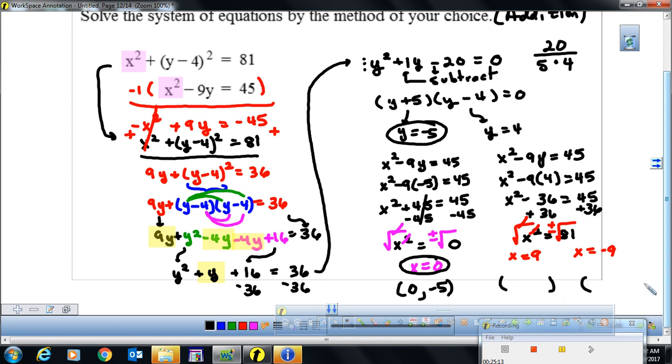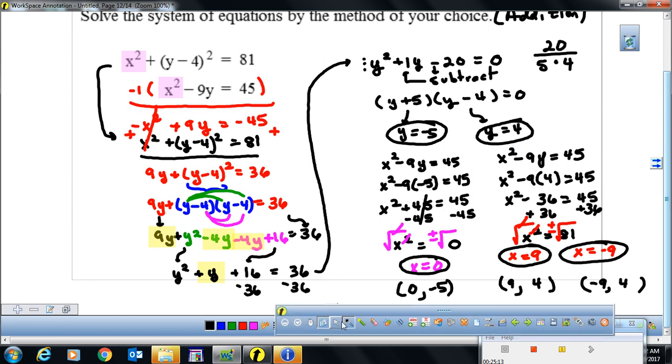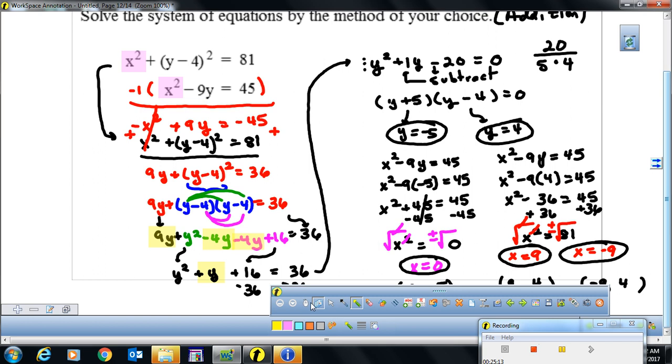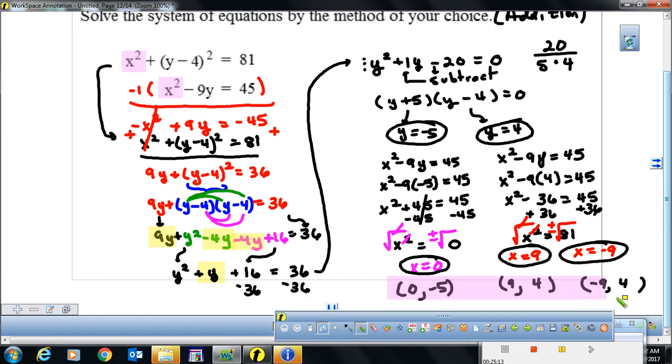So we get that when x is equal to 9, y is equal to 4, and when x is equal to negative 9, y is equal to 4. So these are my values of x for this value of y. So these two equations intersect at the points (0, negative 5), (9, 4), and (negative 9, 4). Those will be the 3 points of intersection. And that completes this lecture 5.4.